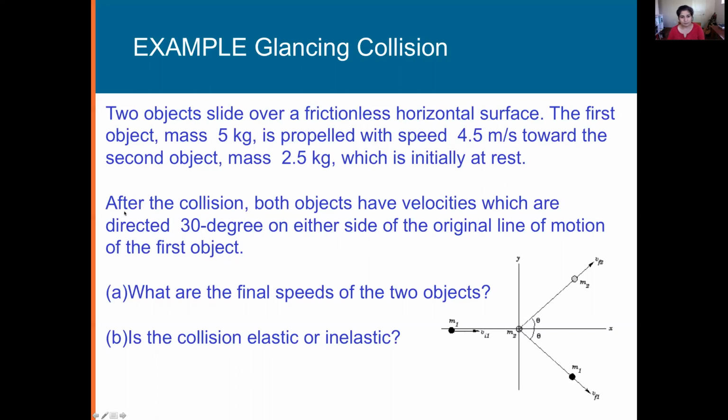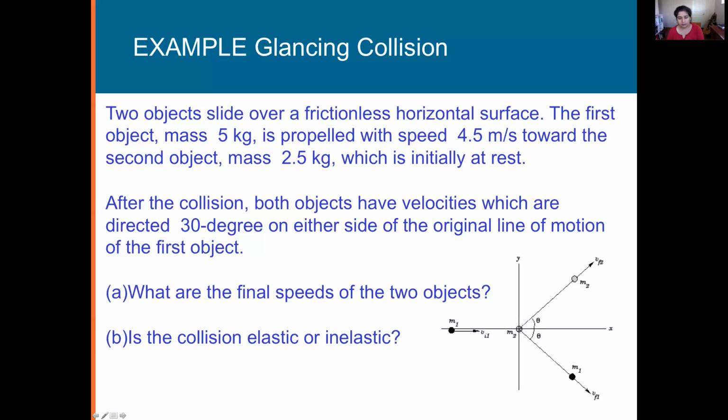Continuing reading. After the collision, both objects have velocities that are directed 30 degrees on either side of the original line of motion of the first object. So 30 degrees north of east, that's the positive x direction, and 30 degrees south of east. Let M1 go this way and M2 go this way. So we have V2 final here, we have V1 final here. What are the speeds of the two objects? So we need to find this V1 final, V2 final. We have two unknowns, we need at least two equations.